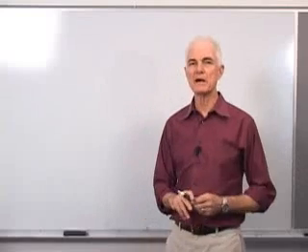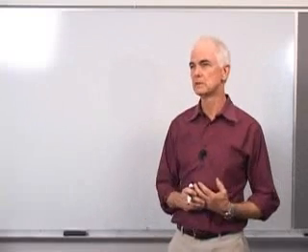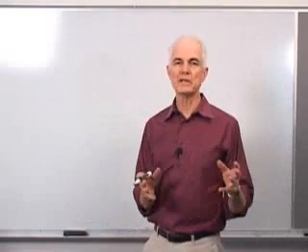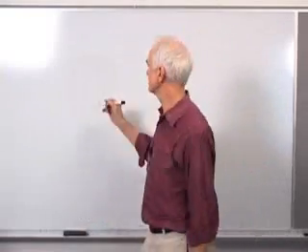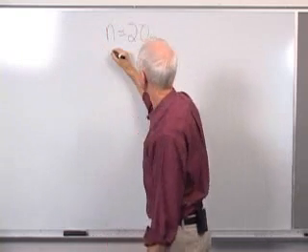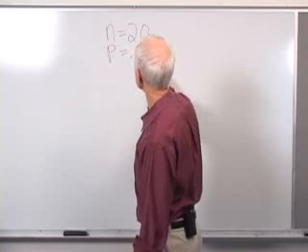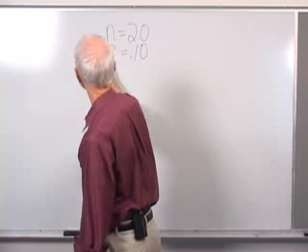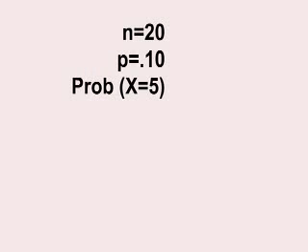Let's examine another binomial distribution problem. Suppose we're still considering the same manufacturer where the supplier produces 10% defects, but this time we sample 20 items. The value of p is still 0.10, but now we want to know what's the probability that we would get exactly 5 defects.